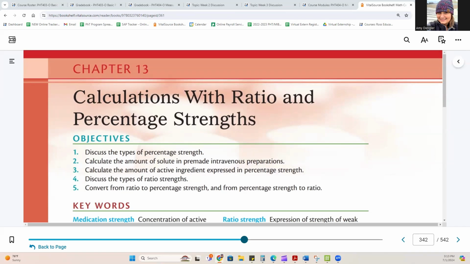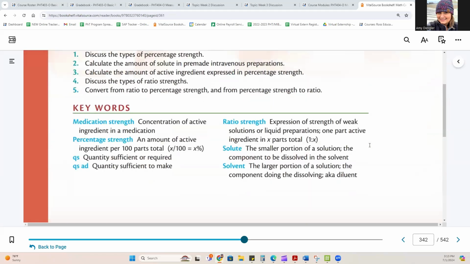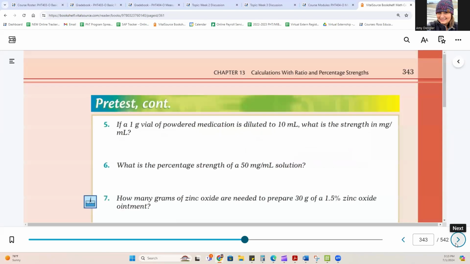Chapter 13, Calculations with Ratio and Percentage Strengths. We're going to skip over the pretest.